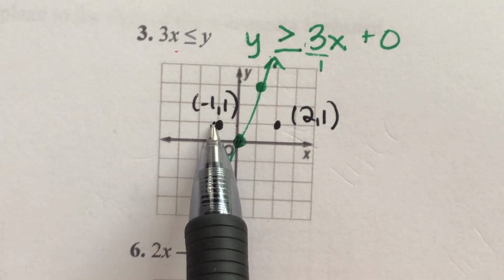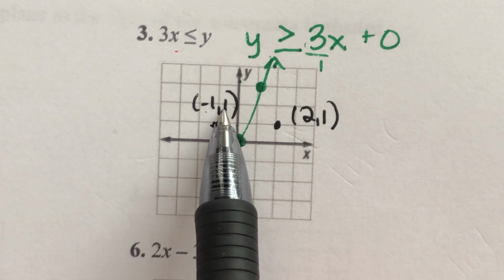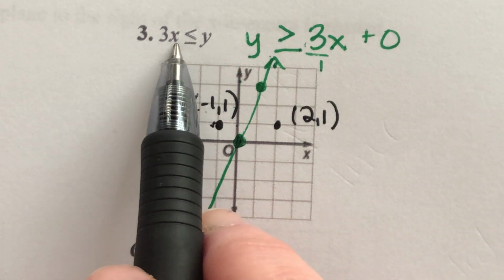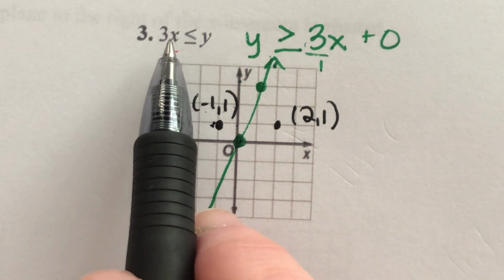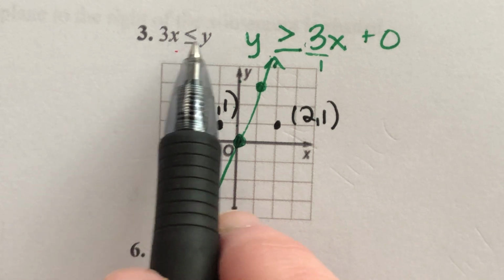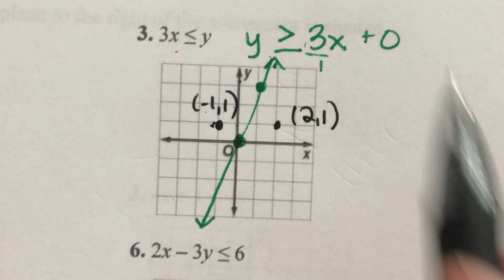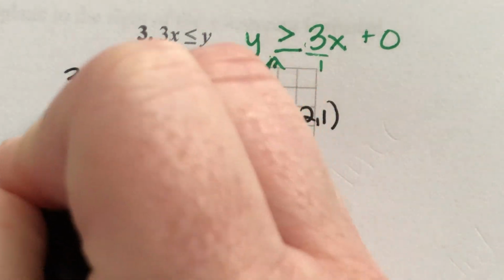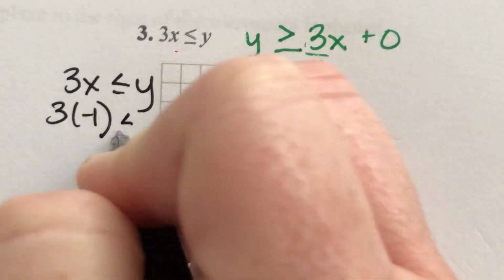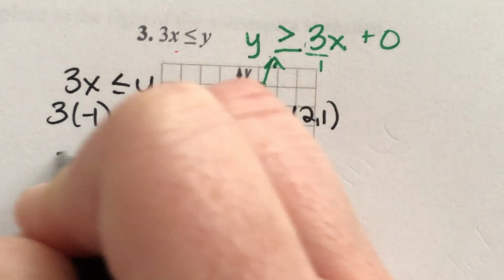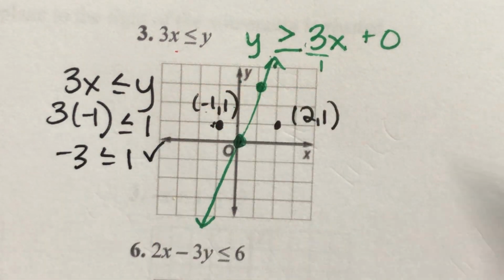So let's start with -1, 1. When x is -1, y is 1. 3 times -1 is -3. Is -3 less than or equal to 1? Yes, it is. 3x less than or equal to y. 3 times -1 less than or equal to 1. -3 less than or equal to 1. That is true. -3 is less than 1. So that is true, right?